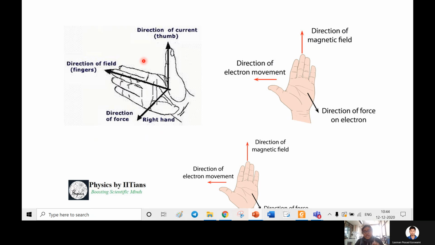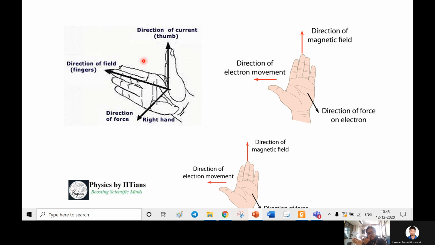But here I will tell you about a very easy rule to find out the direction of the force, the right hand palm rule. Take your right hand, with the direction of the current along the thumb and the direction of the field along the fingers. Then the direction the palm is facing will give you the direction of the force.